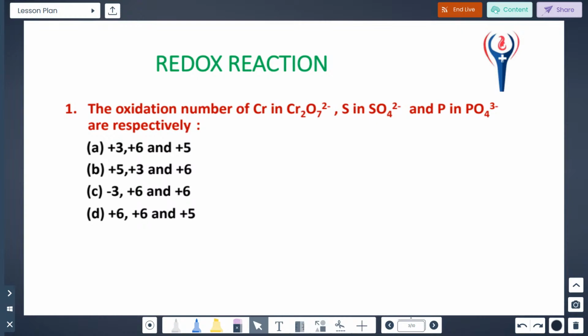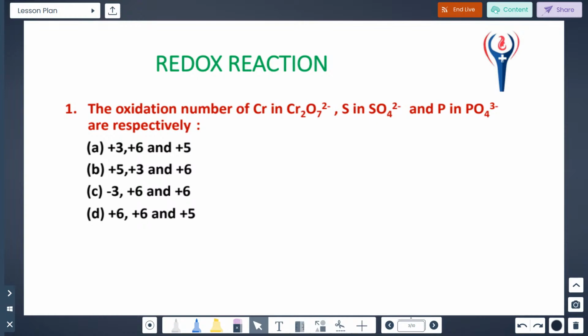The oxidation number of chromium in Cr2O7 2 minus, sulfur in SO4 2 minus, and phosphorus in PO4 3 minus. Okay, so oxidation number, you must know here, for only two elements: hydrogen as well as oxygen. If you know, you will be able to manage all of this. Okay, so first of all, here chromium.